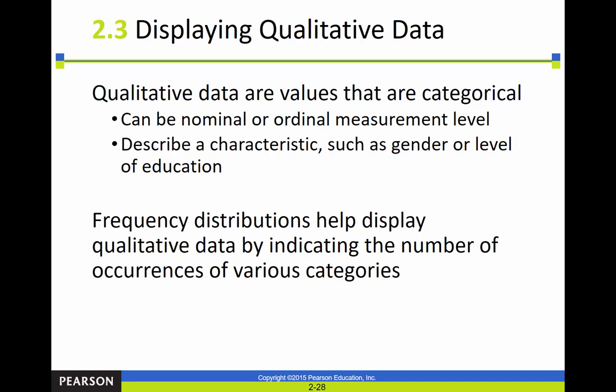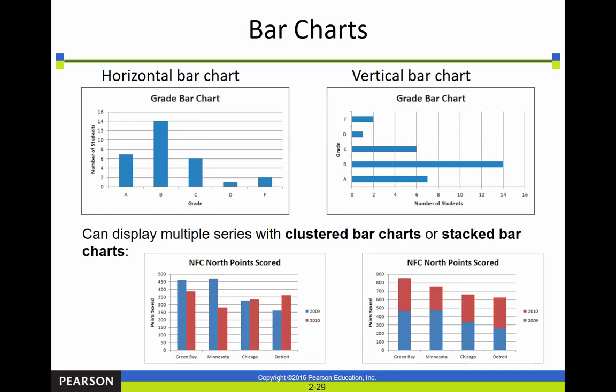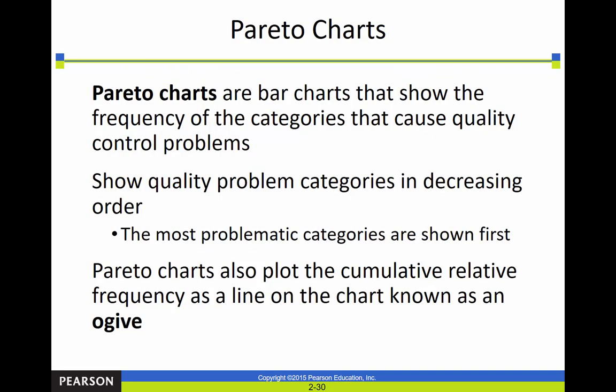Okay. So how do we display qualitative data? Well, it's a little harder because the numbers don't have the same meaningful difference between them. But you can still use frequency distributions, just like we learned about, and other things like bar charts. You can also use what's called a Pareto chart. I like Pareto charts. I think they're a really valuable tool.